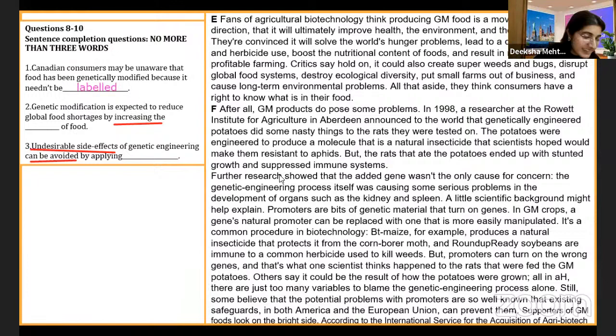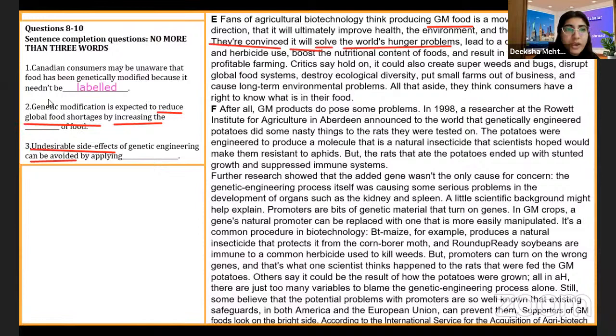Second question was super easy. Genetic modification is expected to reduce the food shortage. So let's first find this. Here it says, they are convinced it will. So what is it here? GM. That means genetic modification. Genetically modified food will solve, that means reduce, global food shortage, the world's hunger problem.